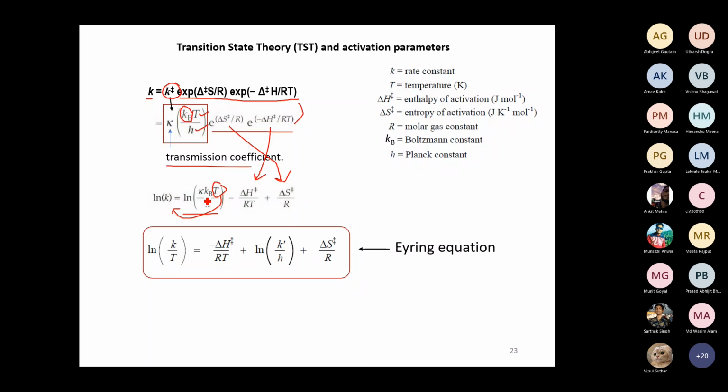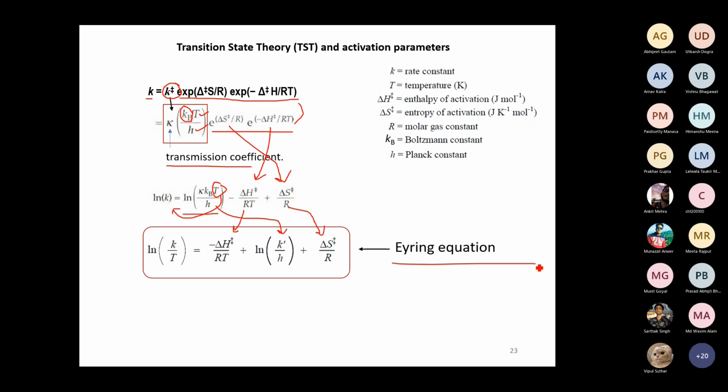Okay, because this ln k, if you just keep it here, it will be ln k by t. This is the same, this is the same, and this is this. So it is k dot equal to k into kb. Is it clear? It is simply the reduction, the reformatting of the equation. So this is called the Eyring equation.